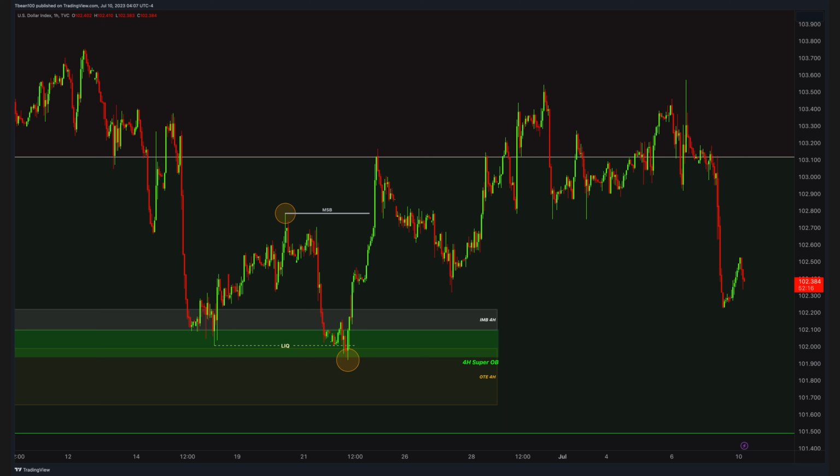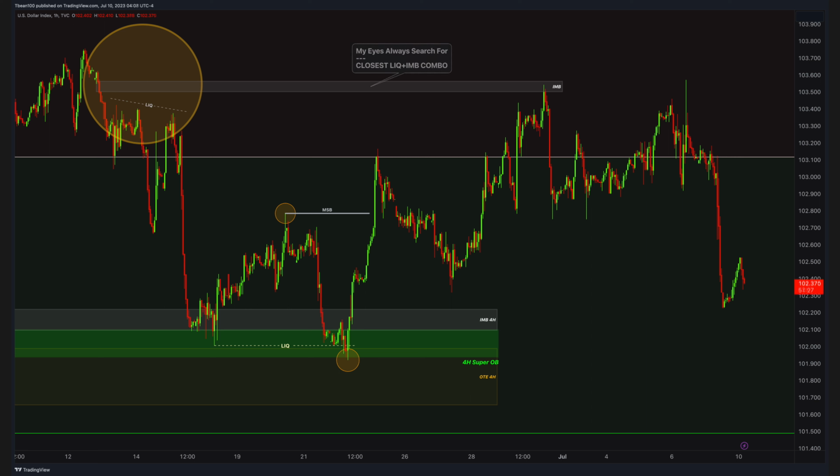Price bouncing from 4-hour order block and imbalance with a great power. Here you stop and ask yourself, where could the price go above? Notice this lovely imbalance and liquidity. If you have been watching my channel for a long time, you already know that liquidity and imbalance combo is my #1 target in the entire world.